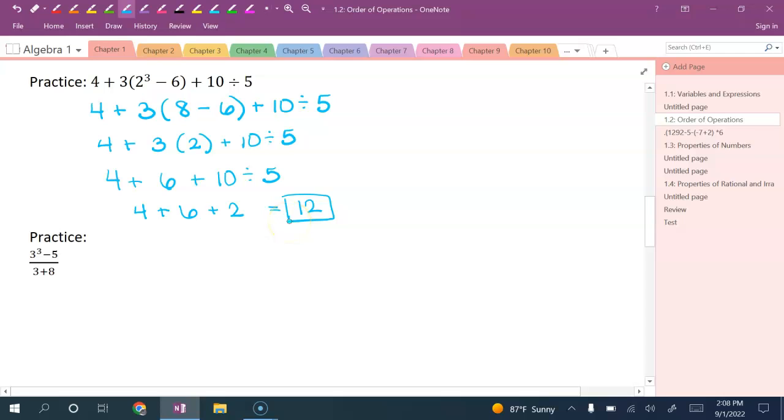Now for that next practice problem, it's a really big fraction here, so you need to simplify the top and simplify the bottom before you take care of that division bar. So on the top, you have 3 to the third, which would be 27 minus 5, all over 3 plus 8. So 27 minus 5 would be a 22, and 3 plus 8 would be 11. So 22 divided by 11 would be 2.